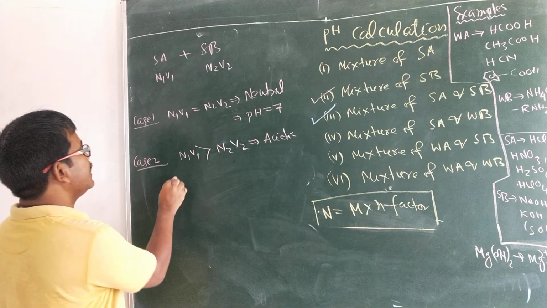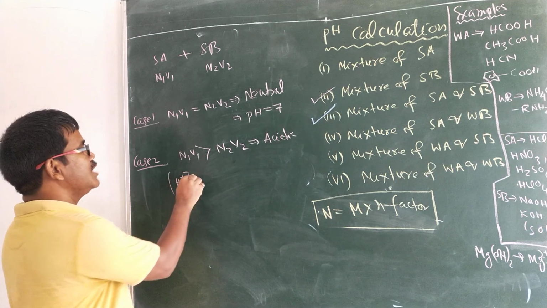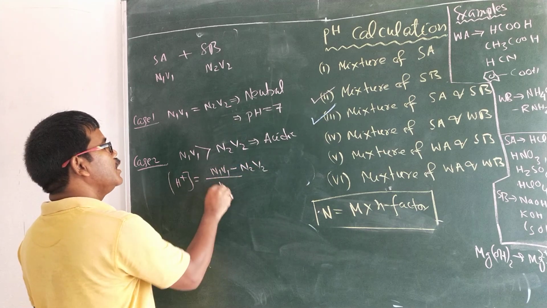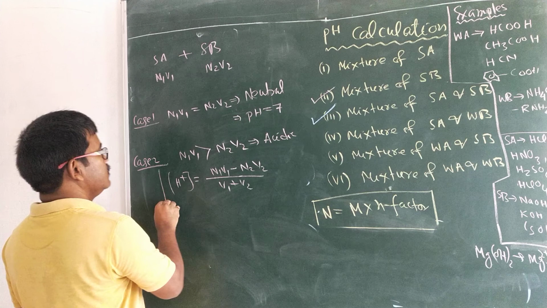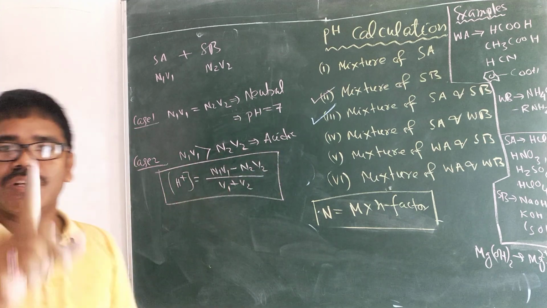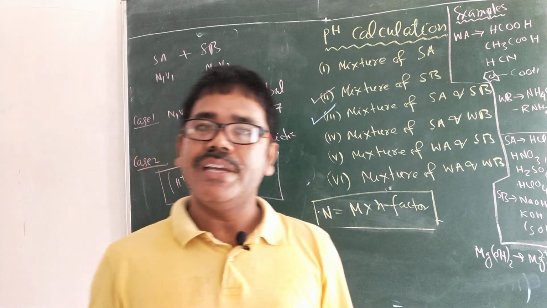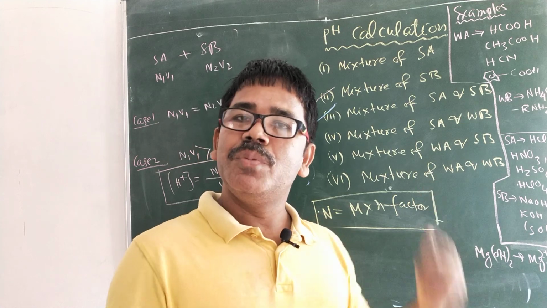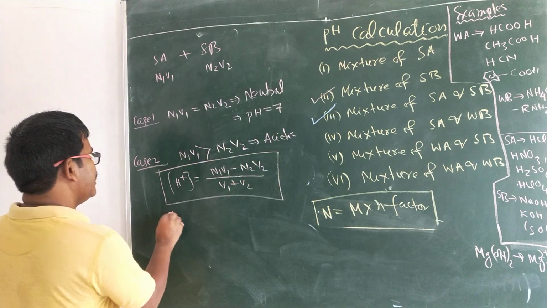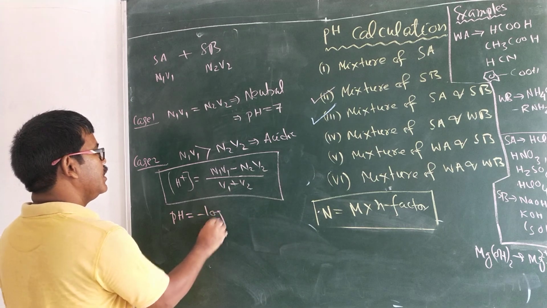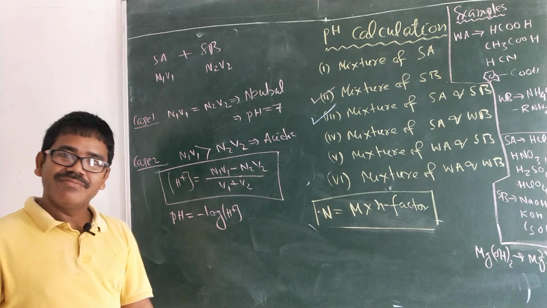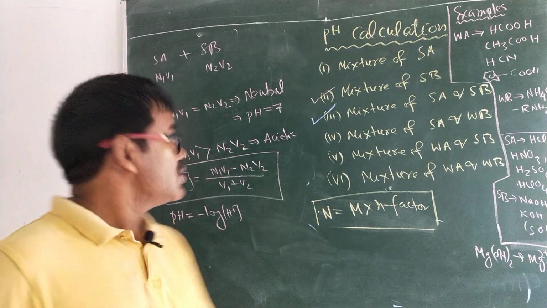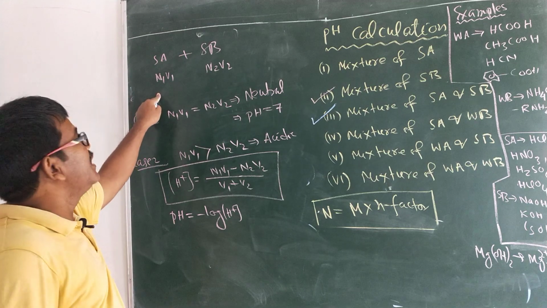As solution will be acidic, it will have the H plus concentration. That H plus concentration will be N1 V1 minus N2 V2 by total volume, that is V1 plus V2. Once you know the H plus concentration, you can calculate the pH. pH is nothing but minus log of H plus concentration. This is how we can calculate the pH of a mixture of strong acid and strong base, where the milli equivalent of the acid is higher than that of the base.